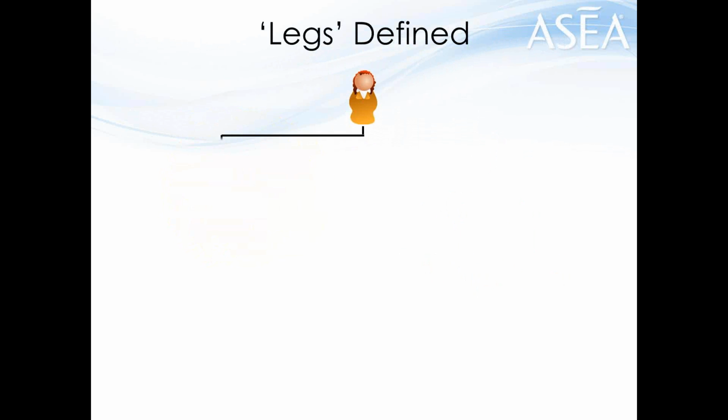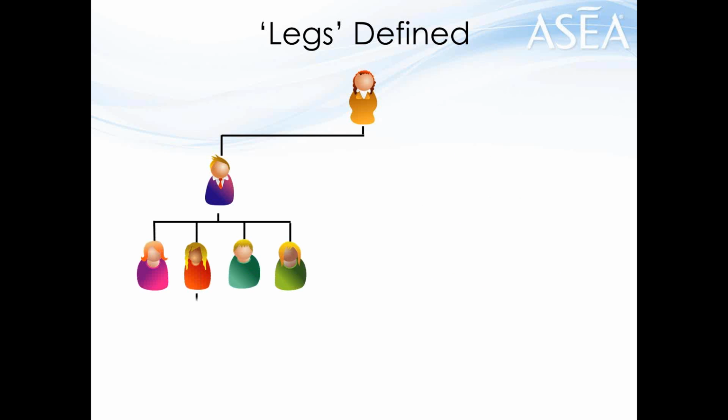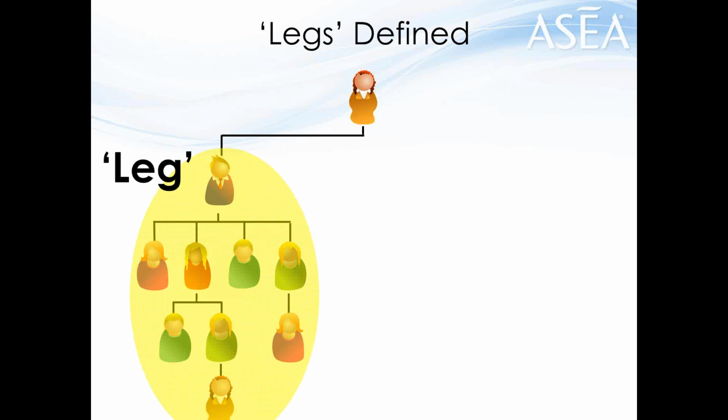Now, you talk about legs. Every time you personally enroll someone, they're frontline to you in the matching part of the plan, but they start what's called a new leg or a new line of enrollment. So everybody underneath this person we would refer to as being in that leg.